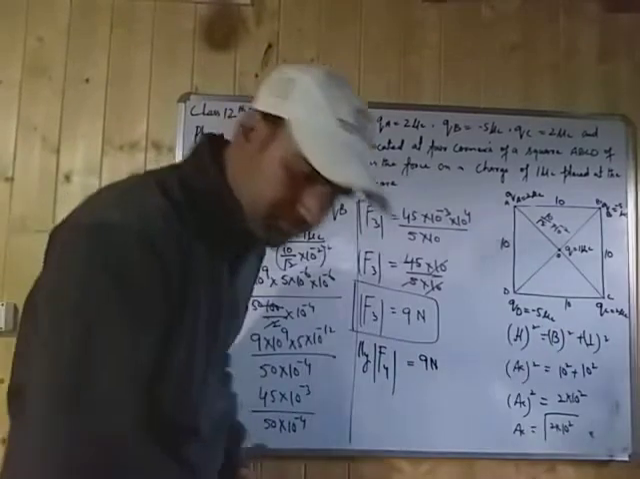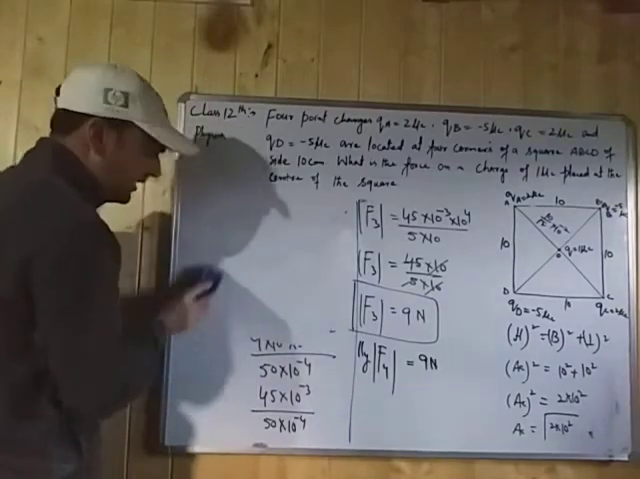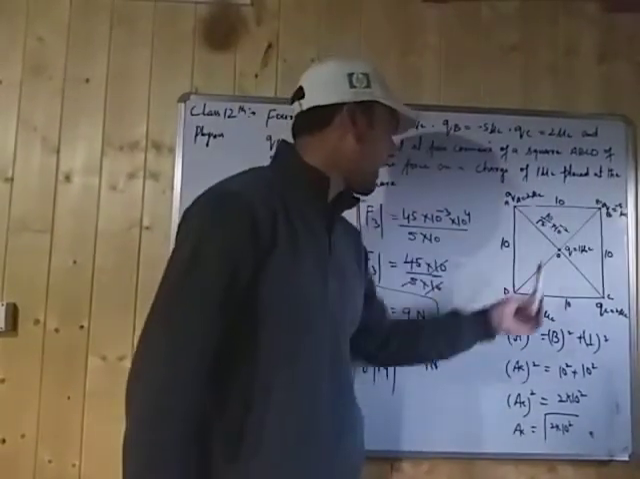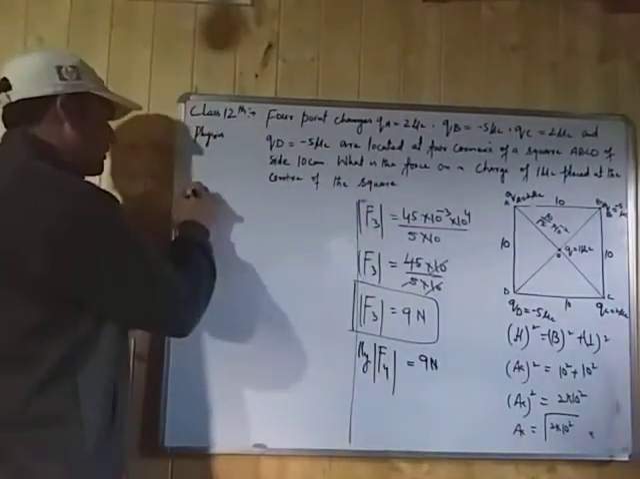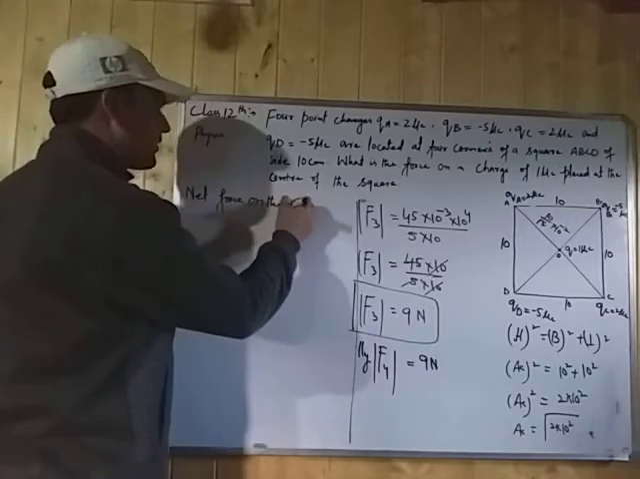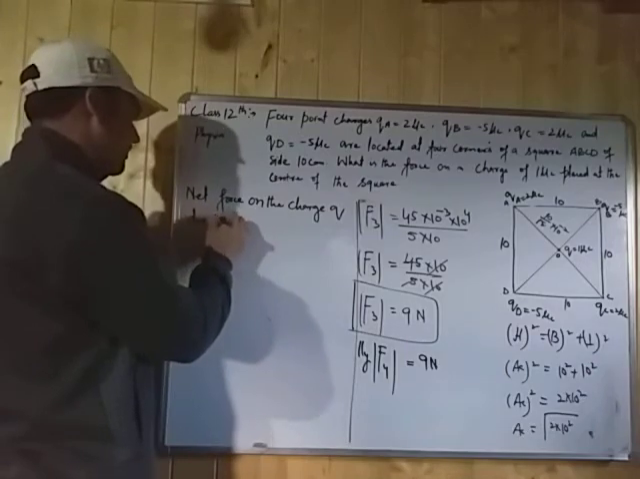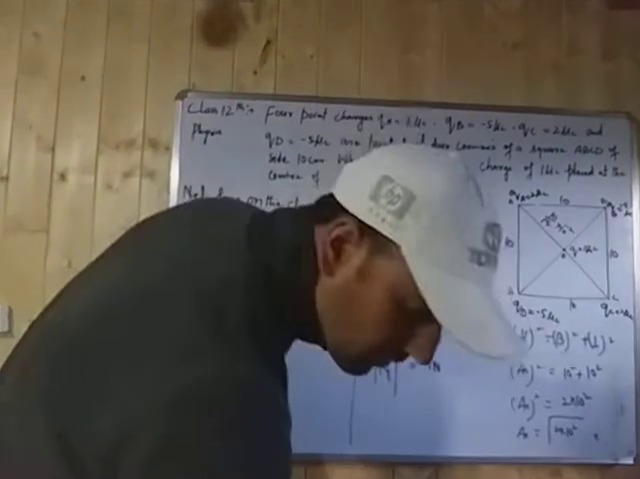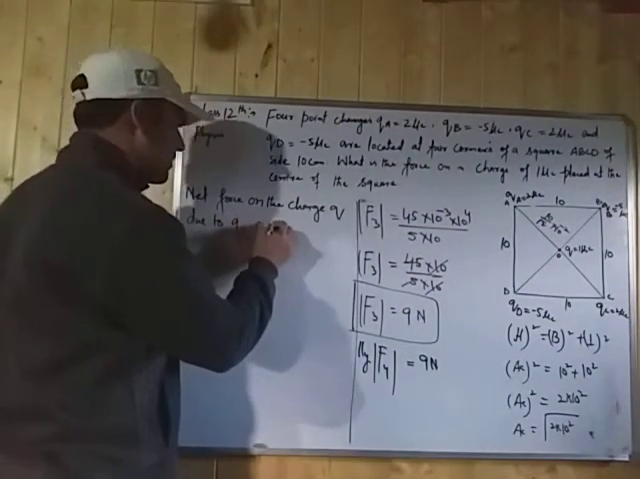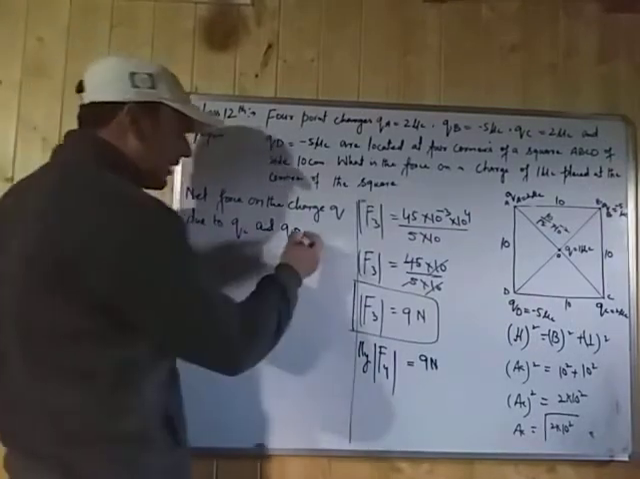So here if we see the net force on the charge Q due to QB and QD, the net force on the charge Q due to QC and QD, that will also be equal to 0.